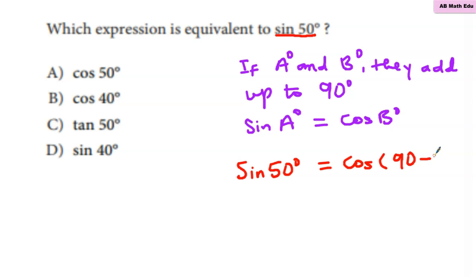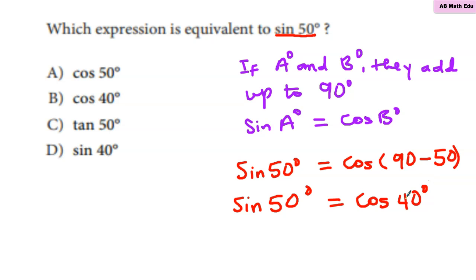90 minus 50, which equals cos 40, which is equivalent because they add up to 90. So here B will be the good option.